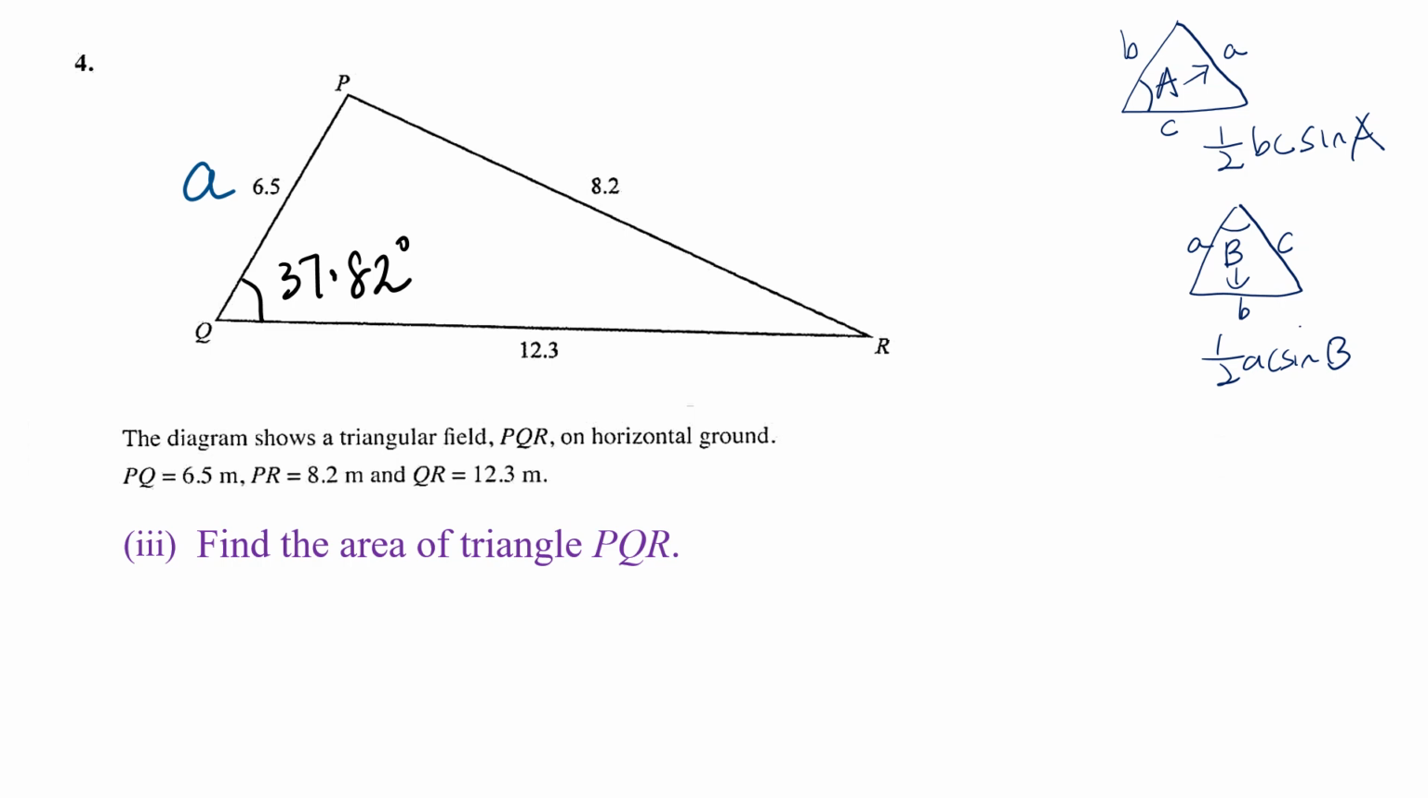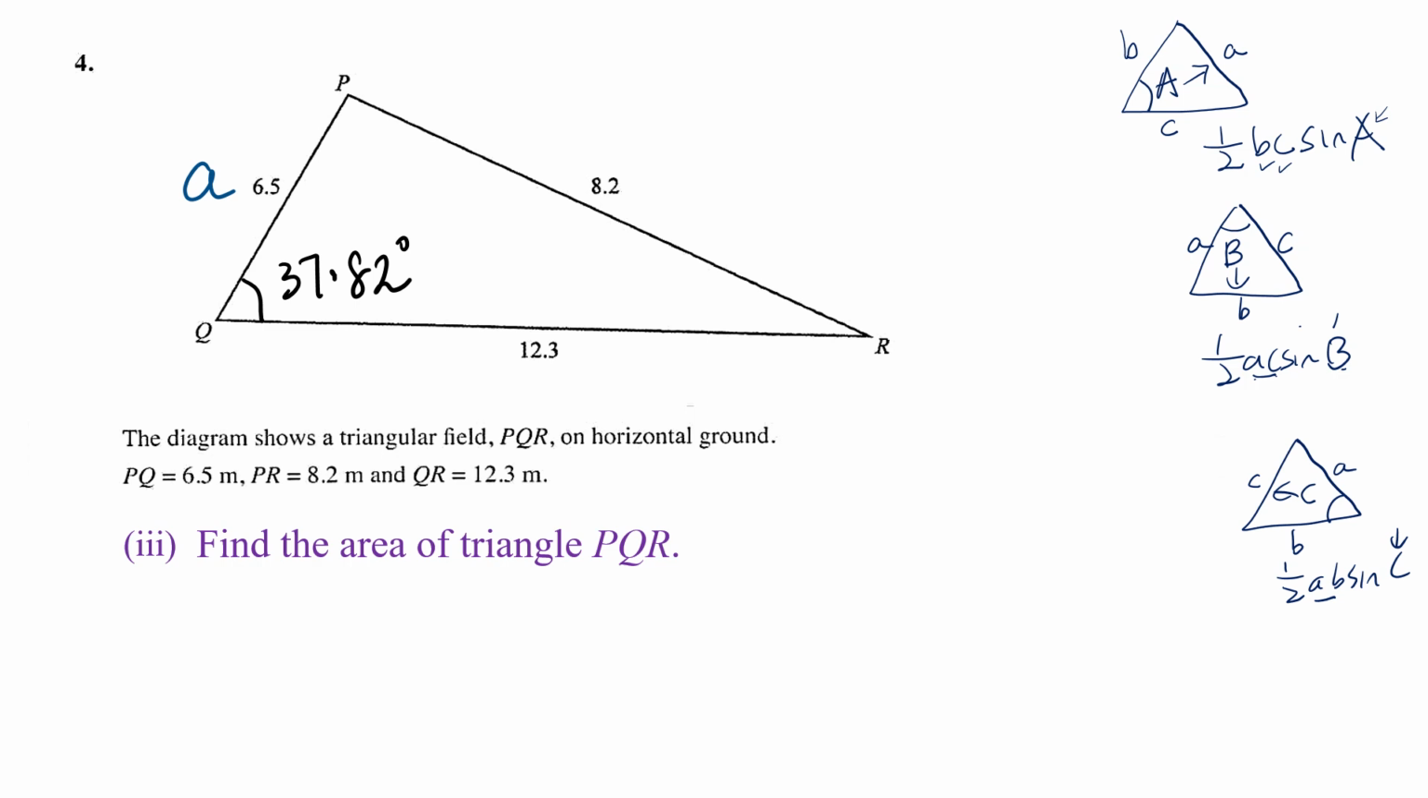So you see that all three letters will be used up. b and c are the sides, and then the angle A is the angle. So ABC, here ACB. Supposing you don't know angle A, don't know angle B, but you know this angle C. The opposite side is letter c, so the other two sides will be a and b. So this will be half ab sine C. So ABC, ACB, BCA.